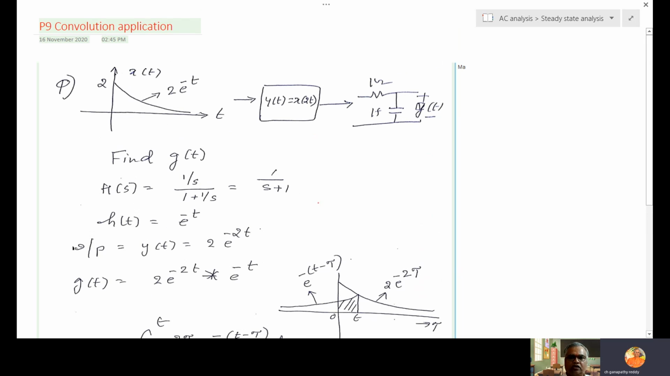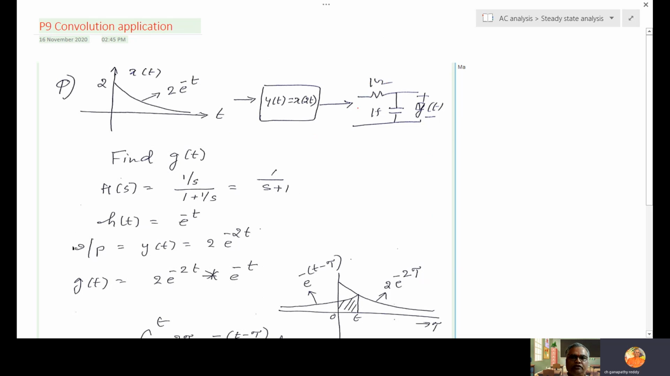This is not asked in any exam, but I like this problem, so I am solving. I have taken it from one of the books, or I don't remember. So x of t is given as 2 e power minus t. And y of t is nothing but x of 2t.